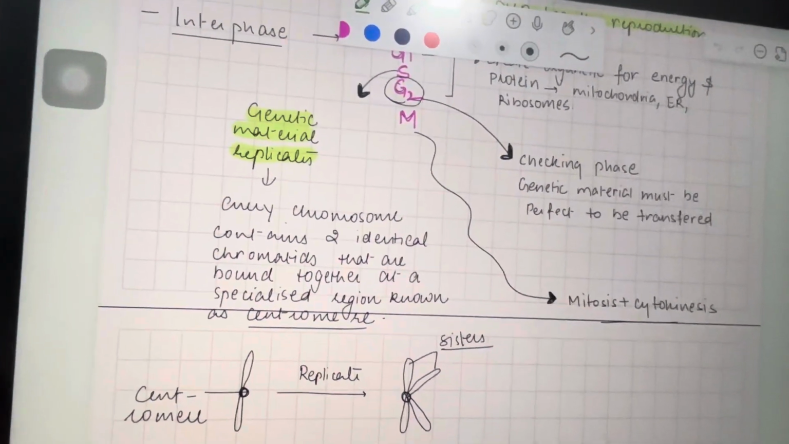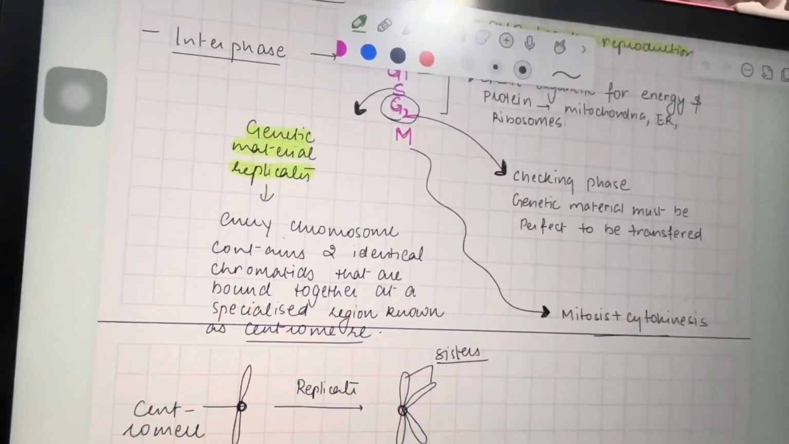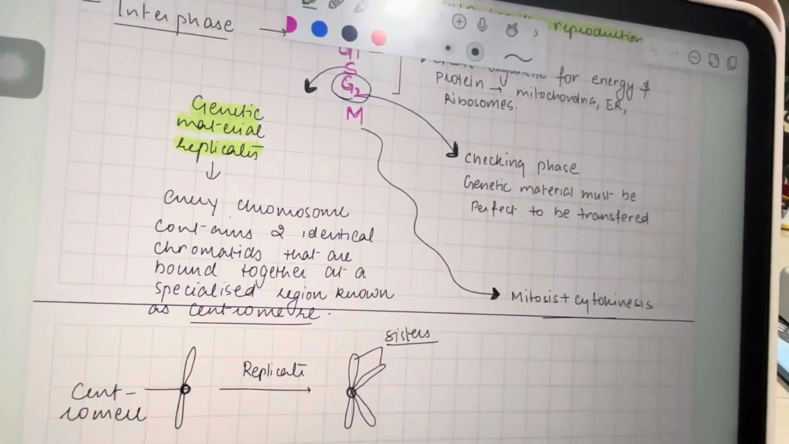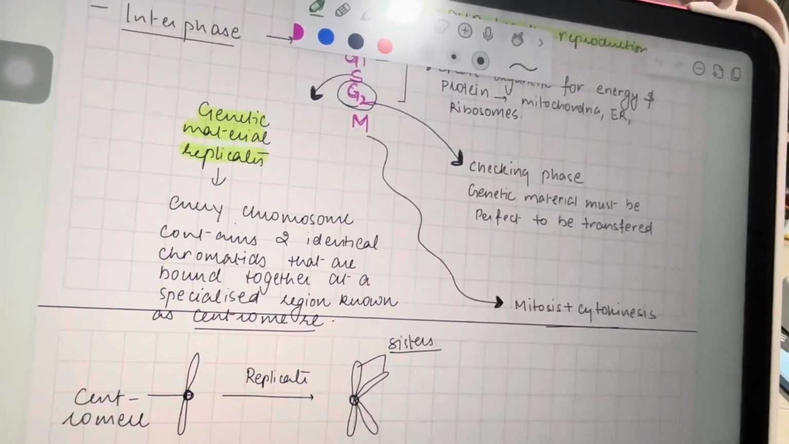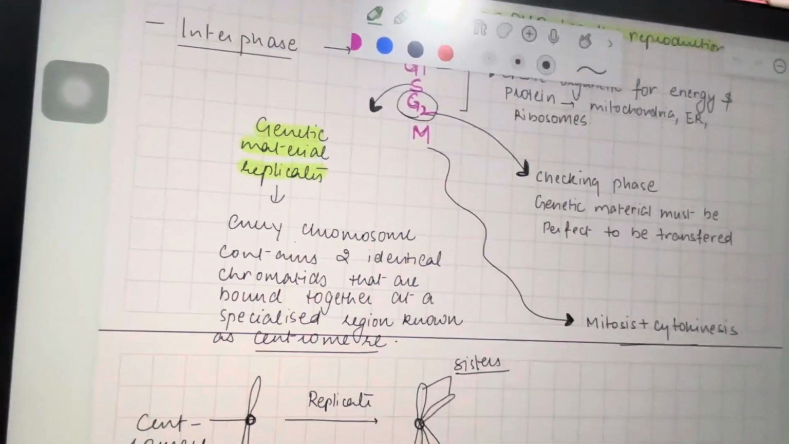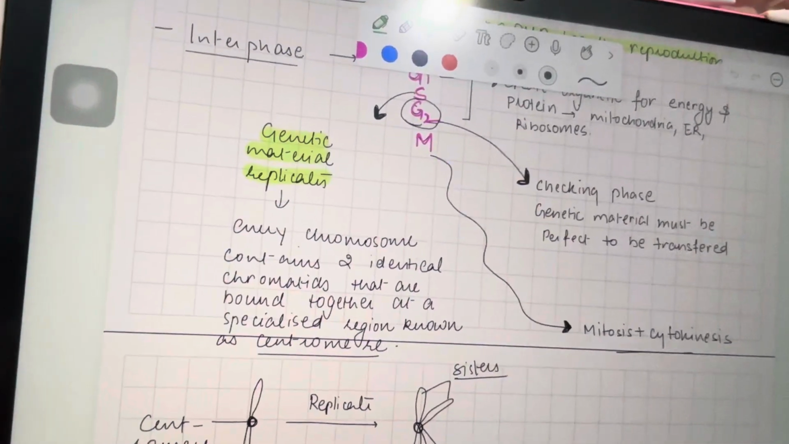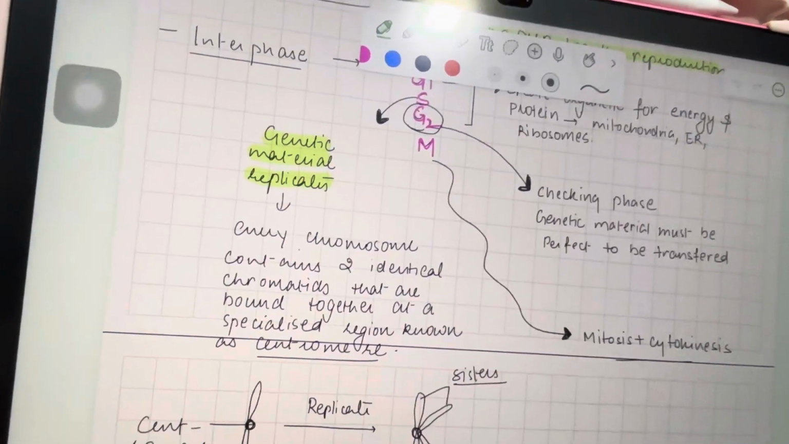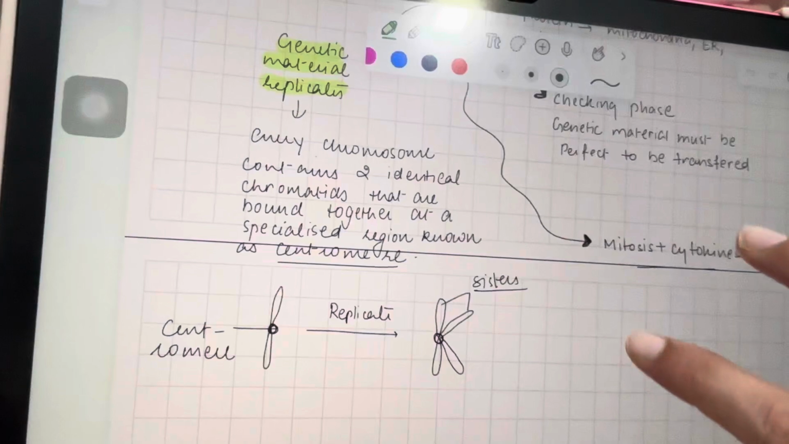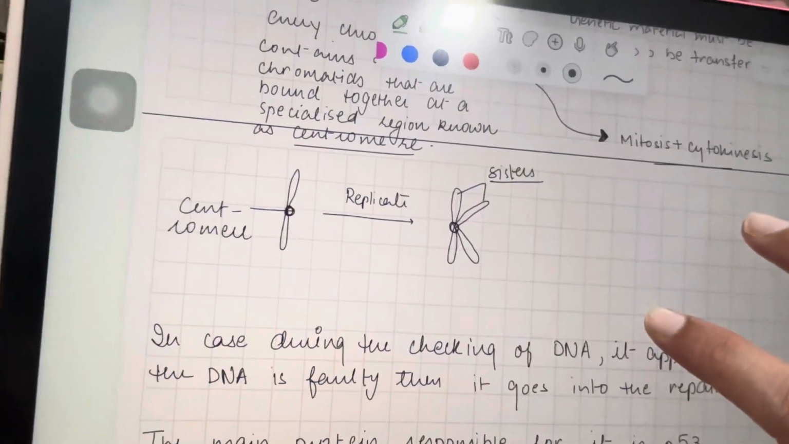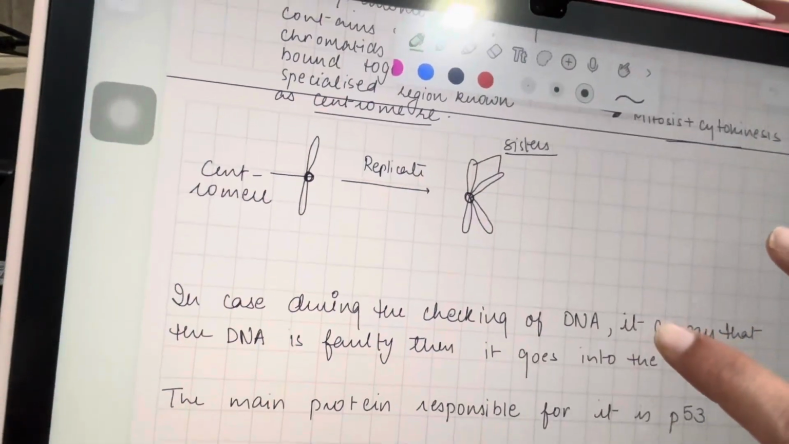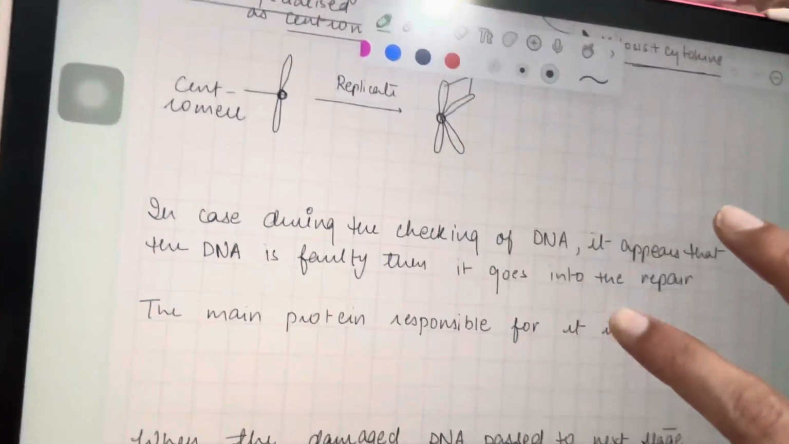Then there is the G2 phase. The G2 phase is the checking phase, where the genetic material must be perfect to be transferred. Then comes the M phase. The M phase is the phase for mitosis and cytokinesis. Then there is a diagram for the centromere, which replicates and forms 2 sister cells.